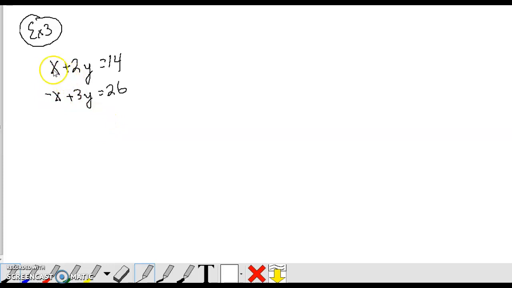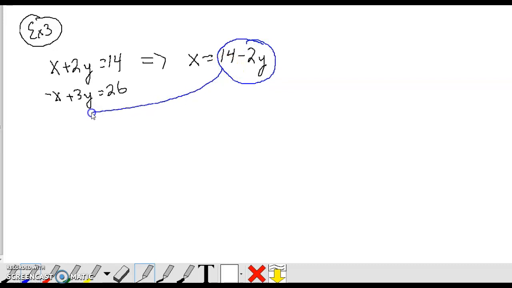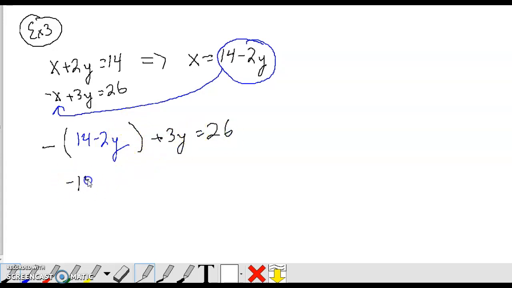I think I'm going to solve for my x. So I'm actually going to take this equation, I'm going to solve for this one. So if I move the 2y over, this will be x is equal to 14 minus 2y. So now notice that the x is by itself. So I'm going to take that 14 minus 2y and replace it right there. So this will say negative, and then 14 minus 2y, close parentheses, plus 3y is equal to 26. So negative 14 plus 2y plus 3y is equal to 26. So negative 14 plus 5y is equal to 26.